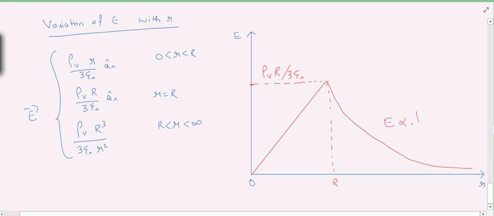So here it is following inverse relation to the square of the distance, and here it is following direct proportion. So that's why in the inner part of the uniformly charged sphere, it is increasing with the radius of the Gaussian surface, and after that when we take the Gaussian surface outside the sphere, it is decreasing as the radius of the Gaussian surface increases. So this is the variation of E due to a uniformly charged sphere. Understand?